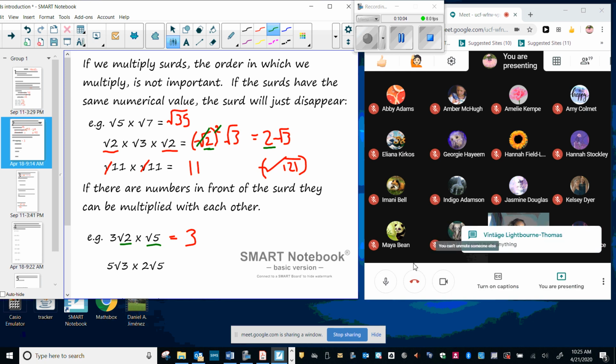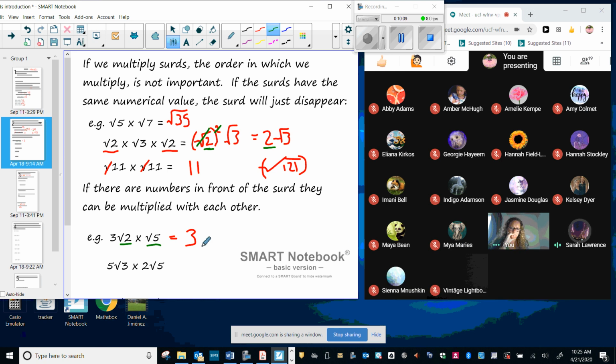What do you do? So 5 times 2 is 10. Yep. So what do you do? Square root of 10. That's exactly what you would have.